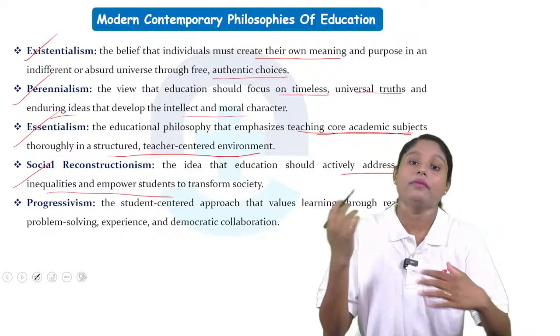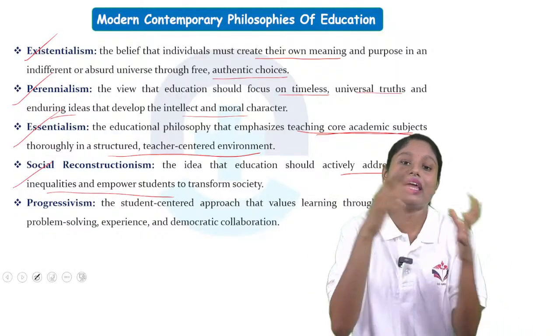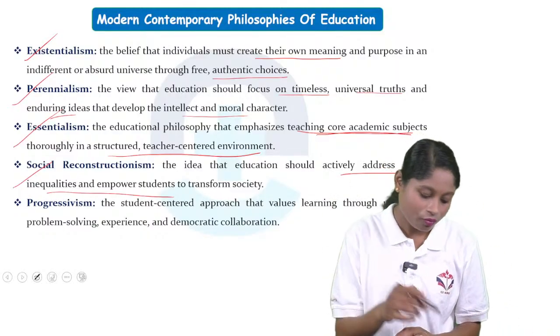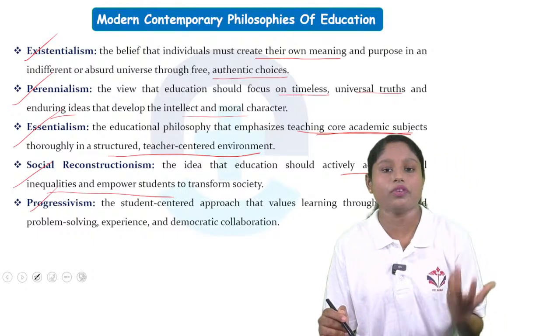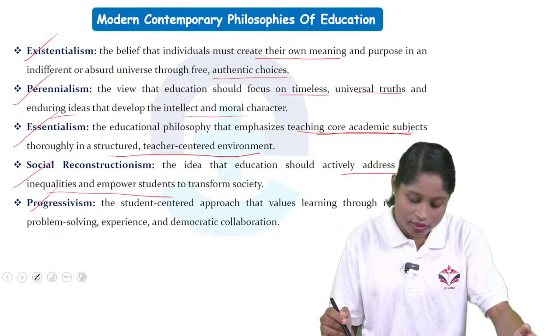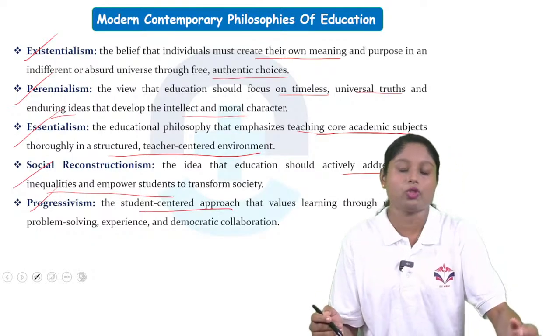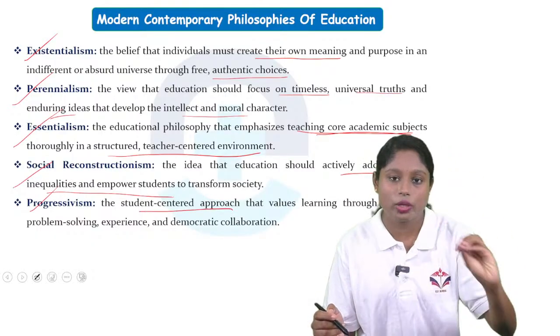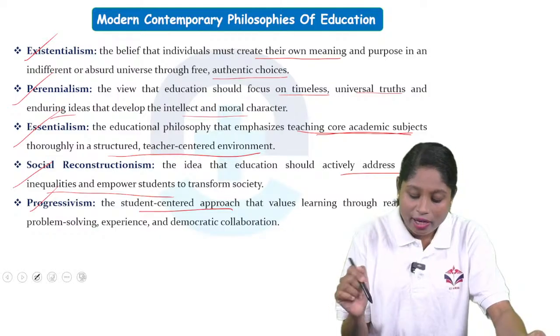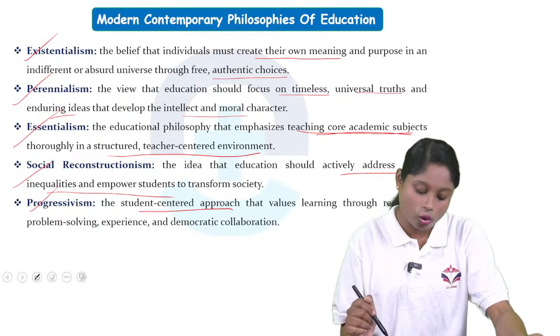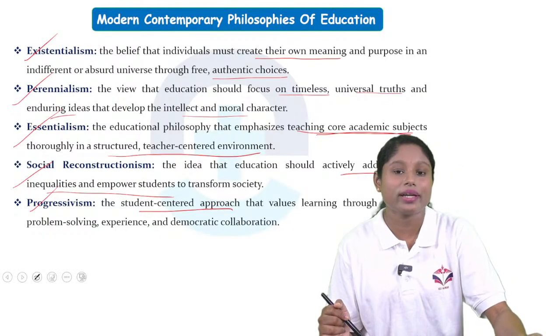Constructionism should be in the education. So through education we can change the society. Next is progressivism. From the word itself, what is it? Progressivism is a student-centered approach. Here we are focusing on the student-centered approach that values learning through real-world problem solving, experience and democratic collaboration.